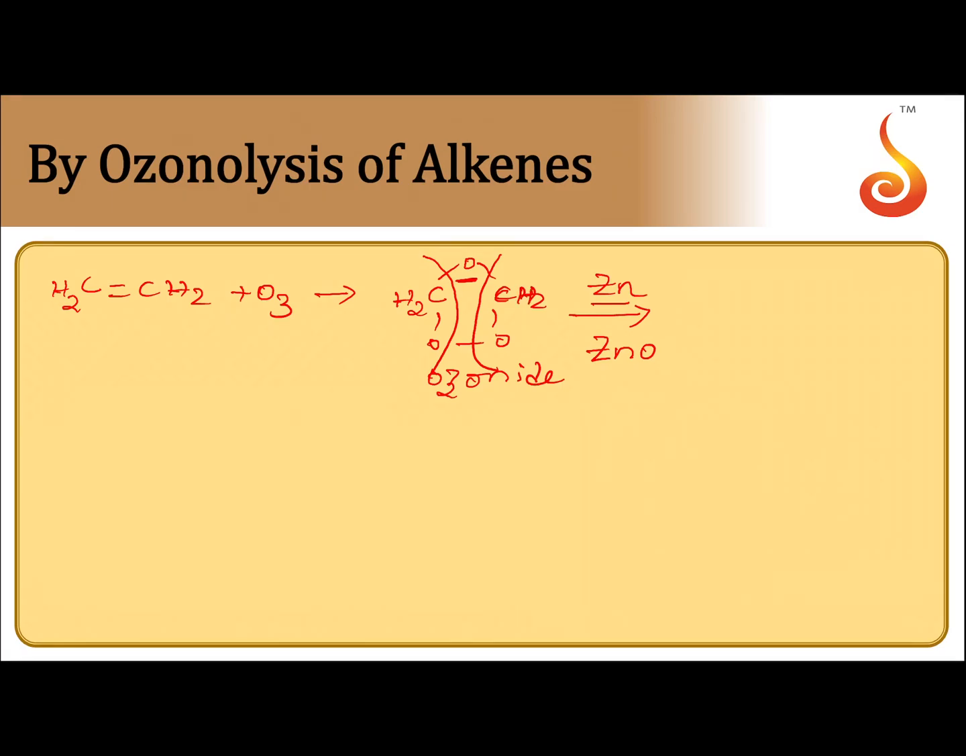What is left? CH2O. This side also we have CH2O. So you will get 2 moles of HCHO, formaldehyde. Simple alkene on ozonolysis will give formaldehyde, meaning there is no alkyl group here. Only hydrogen is attached to the carbon. So you will get formaldehyde.